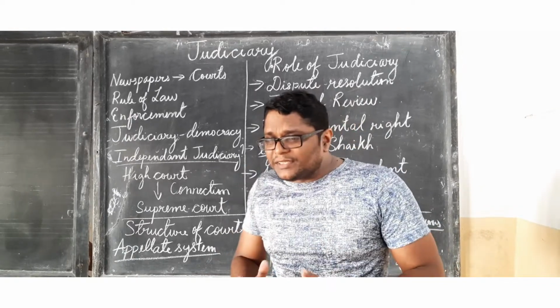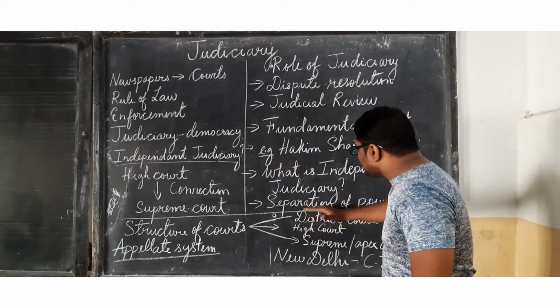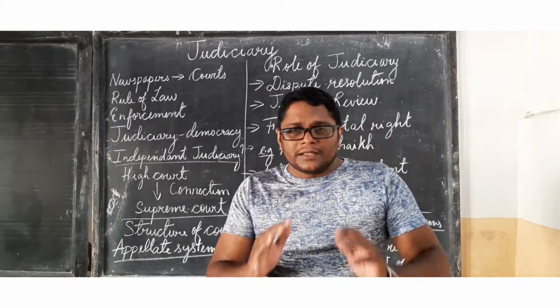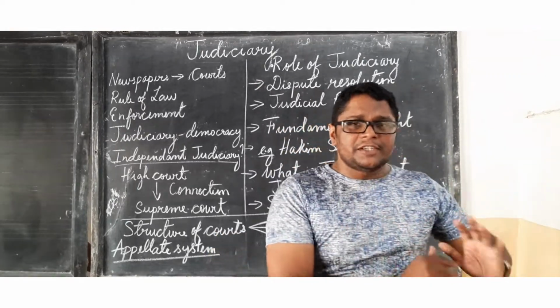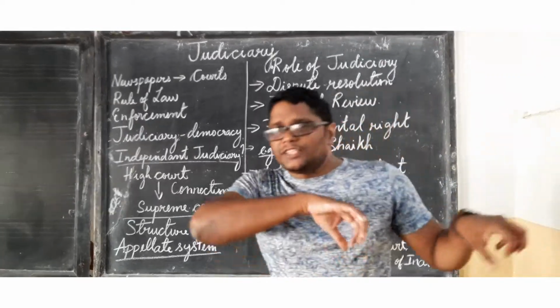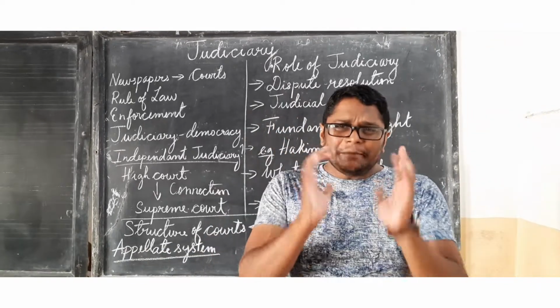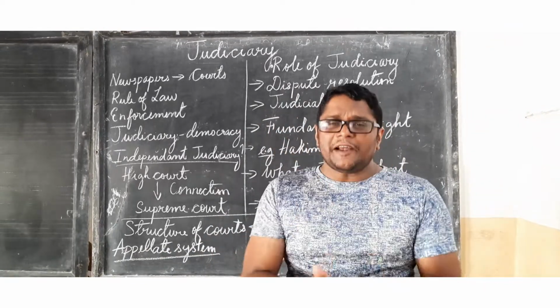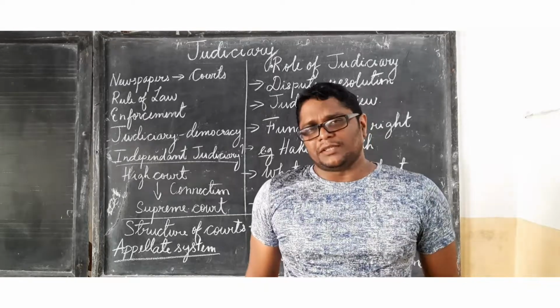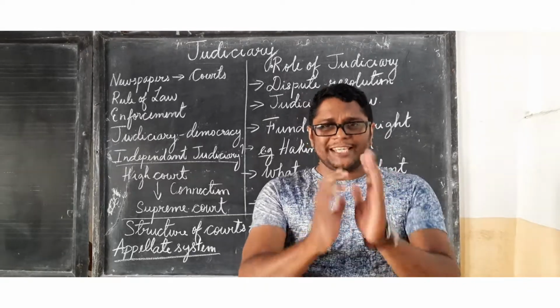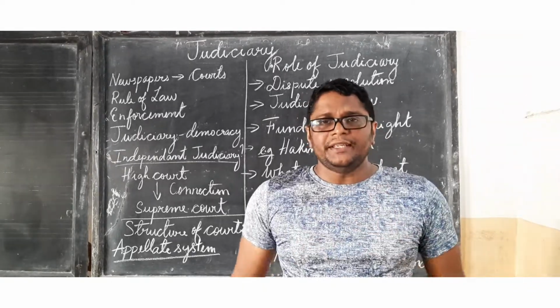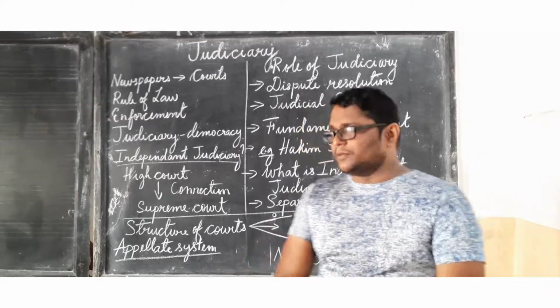So what is important here is that there is a separation of power. The legislators and the chief minister have separate power. The judiciary has completely separate power. Very important. Separation of power is very important in a democracy, and the judiciary plays an important role. So the key feature of the judiciary is separation of powers.